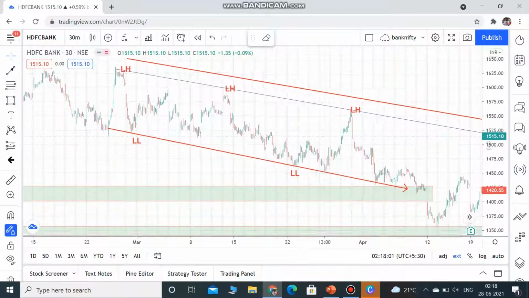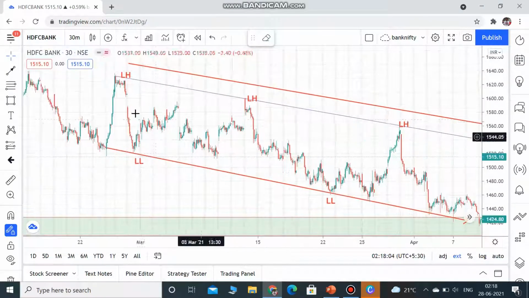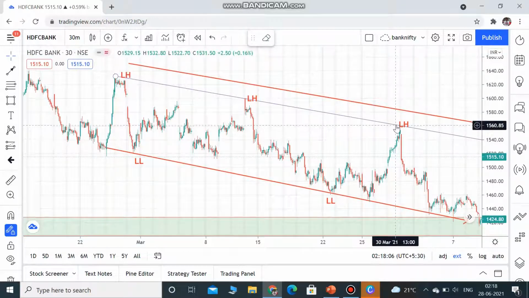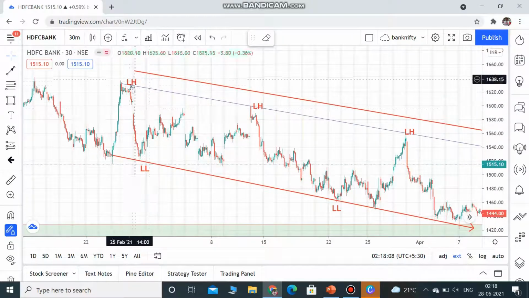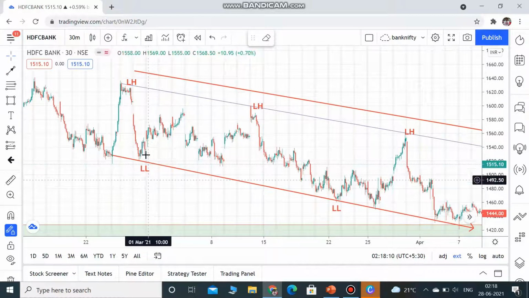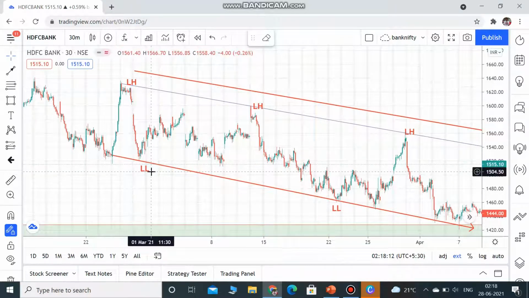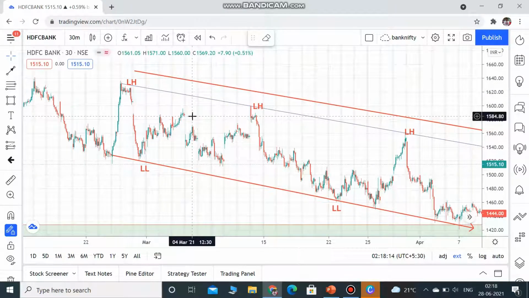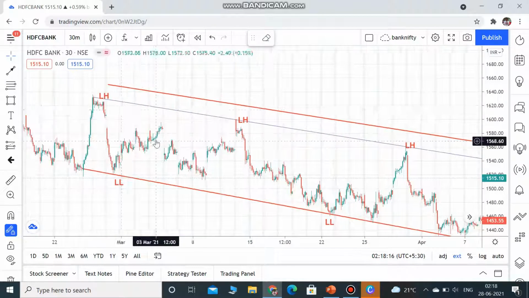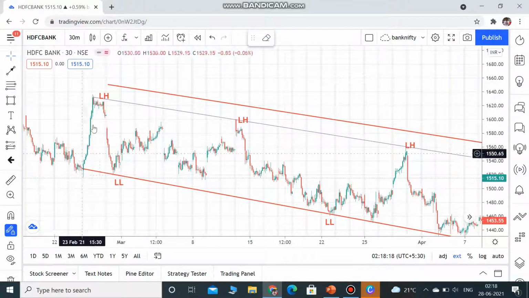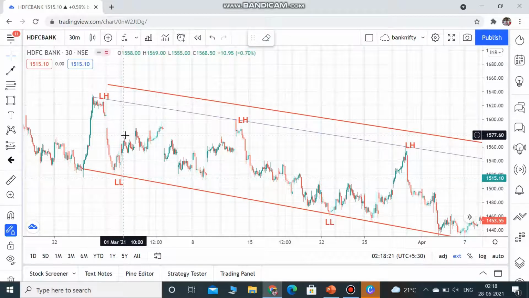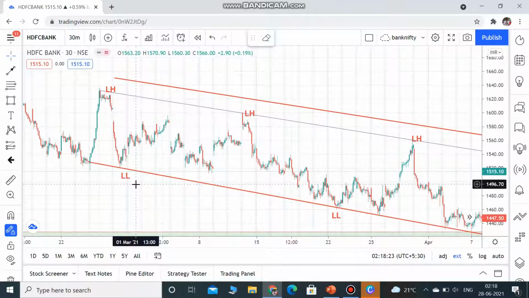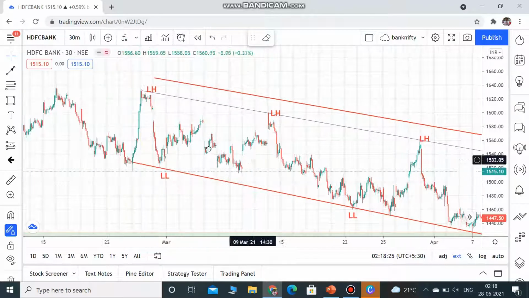Okay, so how do you have to trade here? Whenever it reaches my trend line, I will be shorting and waiting for my lower low or lower high or higher high or higher low. So once you short at lower high, you will be waiting for lower low. Till then you will be shorting.